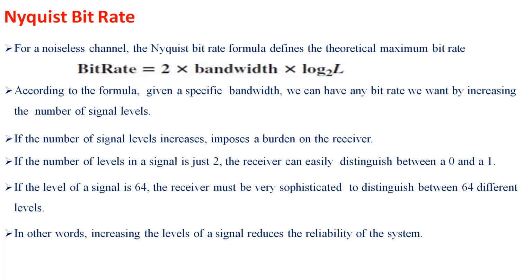So if the number of signal levels increases, it imposes a burden on the receivers. If the number of levels is just 2, the receiver can easily distinguish between zeros and ones. If it is 64, our receiver has to be very sophisticated to distinguish between 64 different levels, right? So in other words, increasing the levels reduces the reliability of a particular system. So this is the Nyquist bit, right?